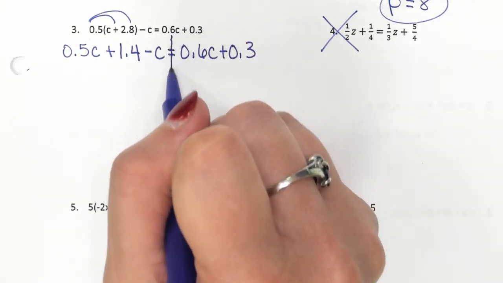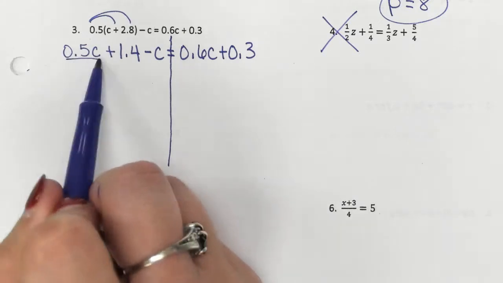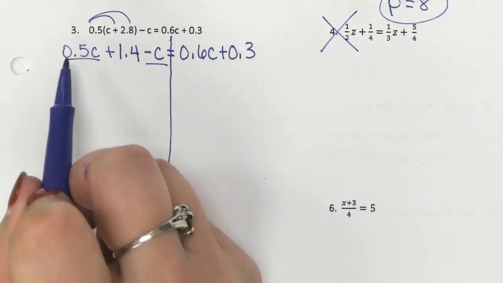Okay, here's my equal sign. If it helps you, you can draw that line. You don't really have to, but if it helps you, you can. All right, so what do you notice about these two little guys right here? You can combine them, right? Are they on the same side or different sides of the equal sign? Same. So I'm not going to do anything different.